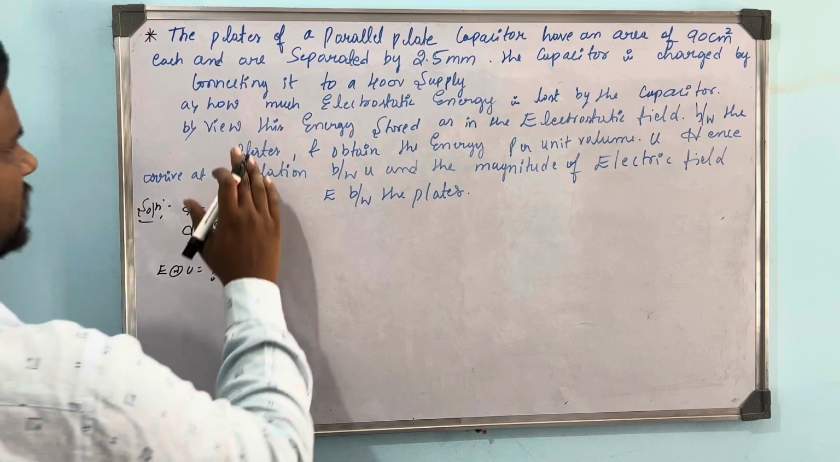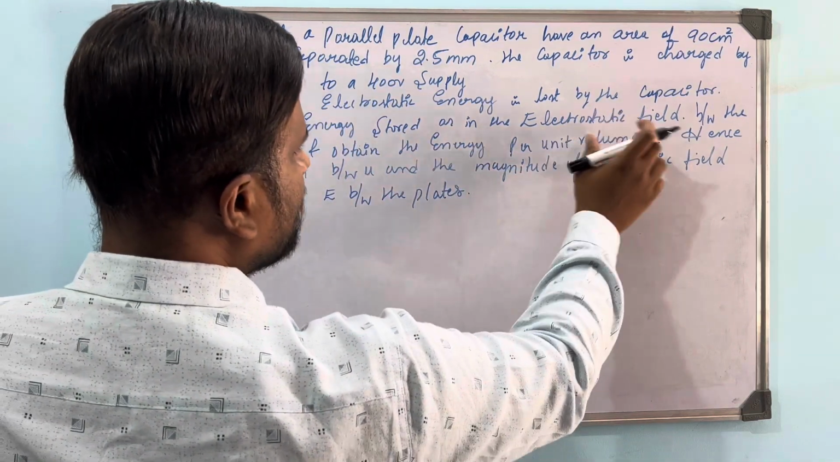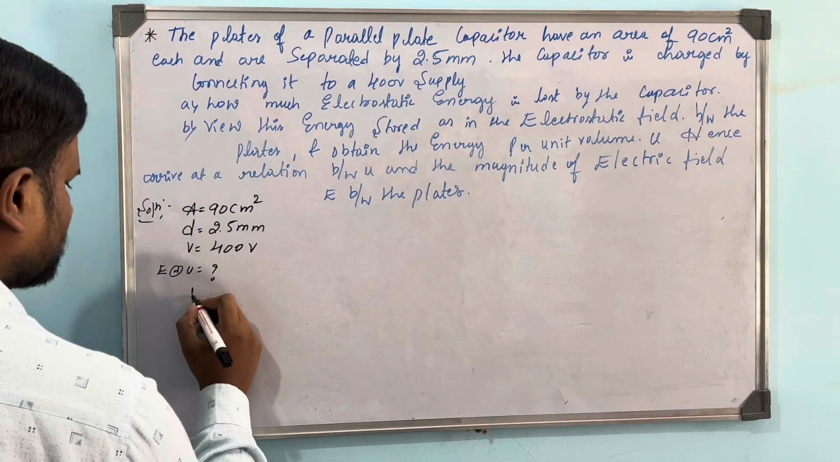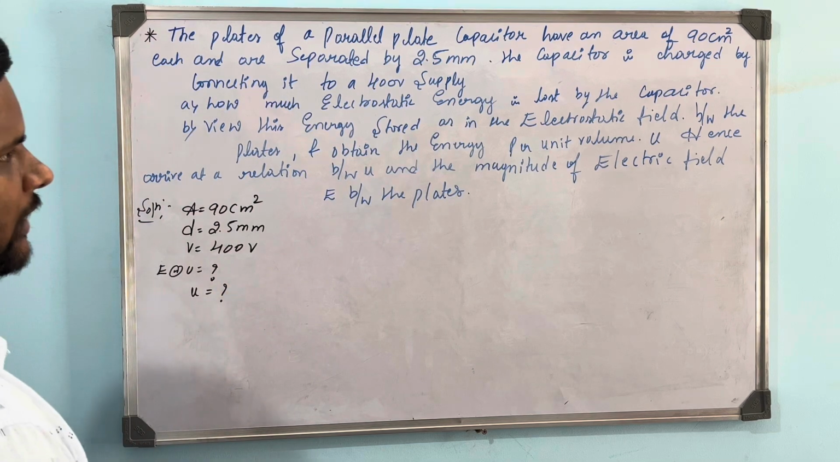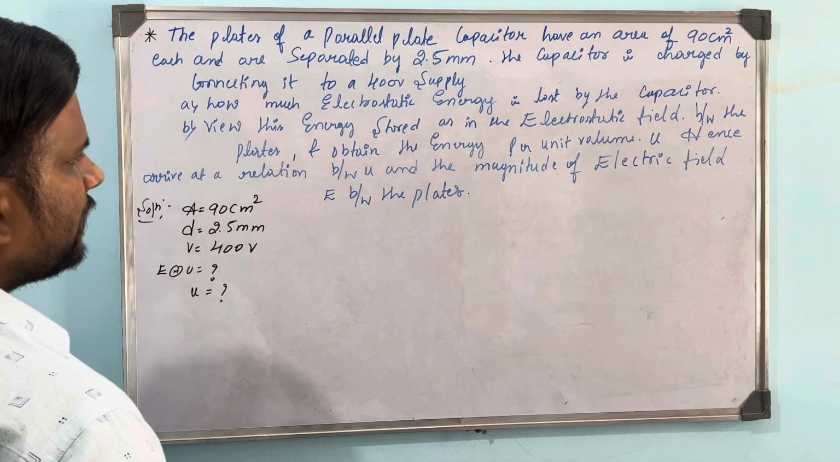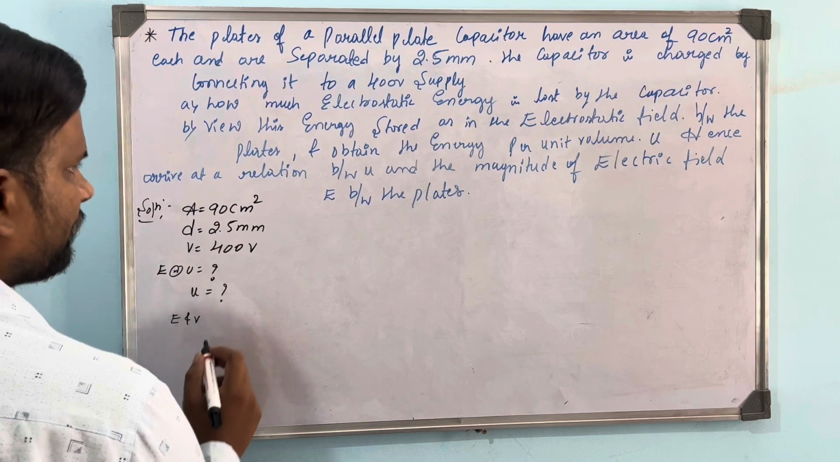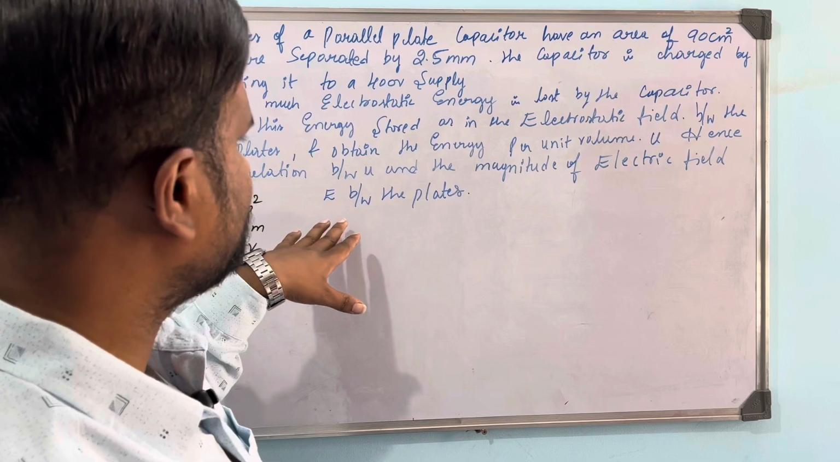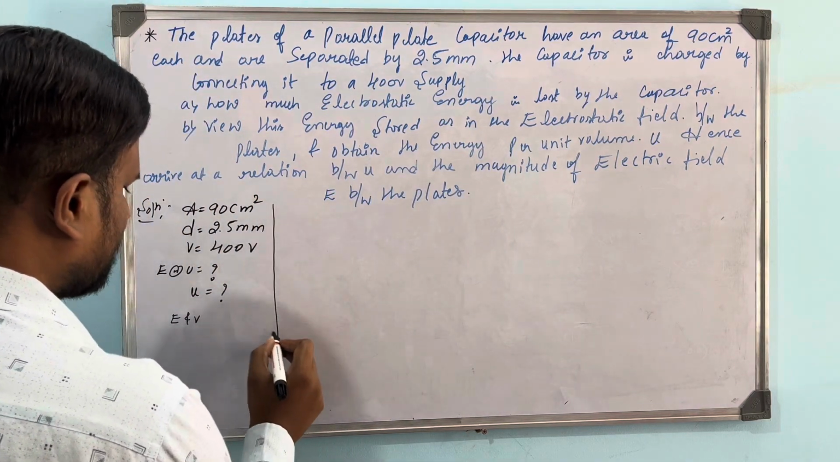And the B question is, we have this energy stored in the electrostatic field between the plates and obtain the energy per unit volume. In terms of U, energy per unit volume, I need to calculate, and hence the relation between electric field E and V. So the relation between magnitude of electric field and E. Okay, so these are the required data.